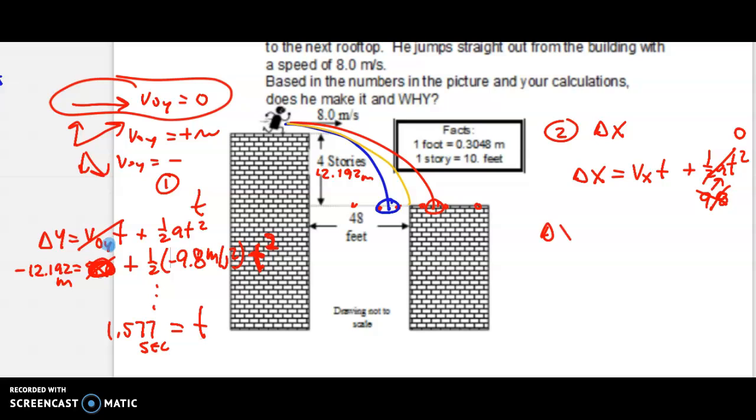So delta x equals Vx, 8 meters per second, times the time that I got from the other part, 1.577 seconds. And whenever you go into your calculator, you're going to get 12.6 meters. That's a bad thing for the bank robber. 48 feet turns out to be 14.63 meters, and 12 is not enough.